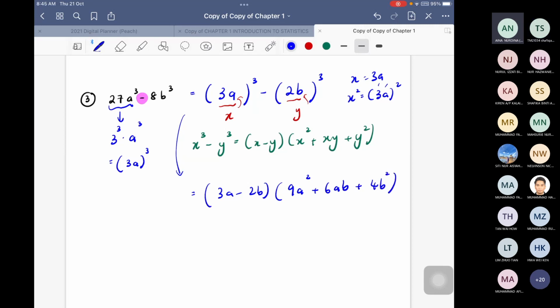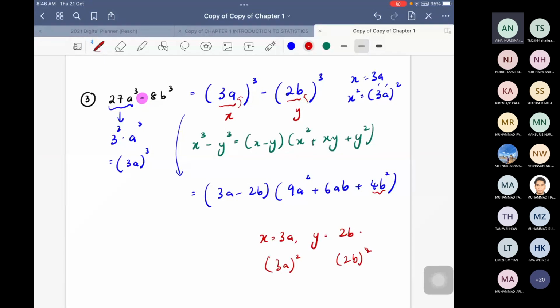Okay, so that is going to be the factorization. So X adalah sama dengan 3A and Y adalah bersamaan dengan 2B. So bila you nak Y square, kita kena squarekan kedua-dua ni. Bila you nak X square, you kena squarekan kedua-dua 3 dan juga A. Okay, so that is how you deal with sum and difference of cube.